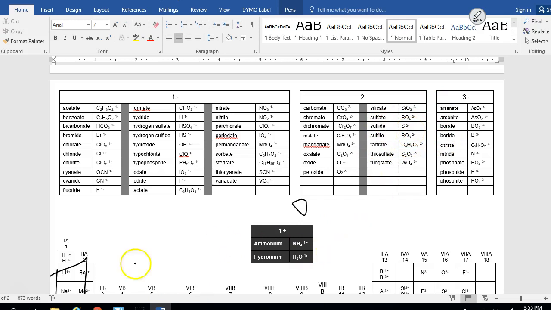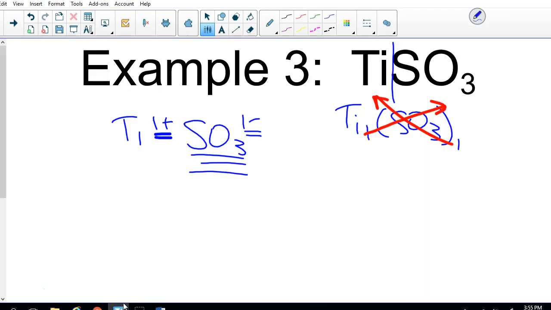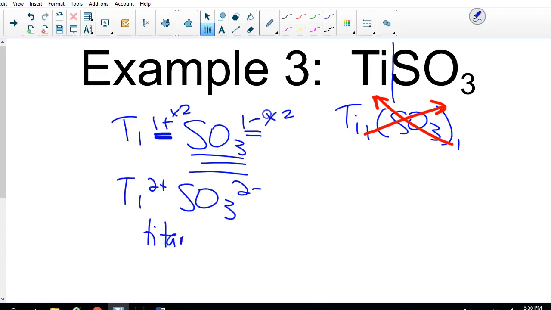So then I'm going to have to adjust it by multiplying. Multiply by two, multiply by two. So then this is Ti2+ and SO3 2-. So this is titanium, Roman numeral two, because of a plus two, sulfite.